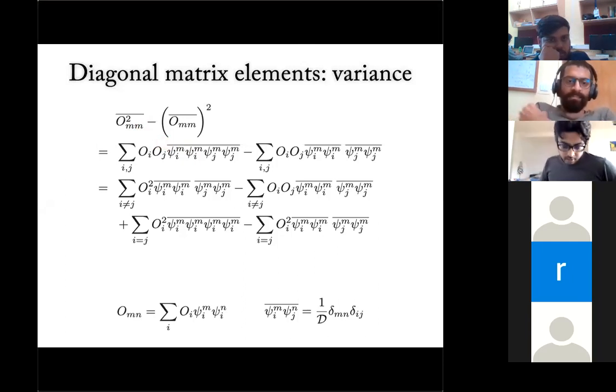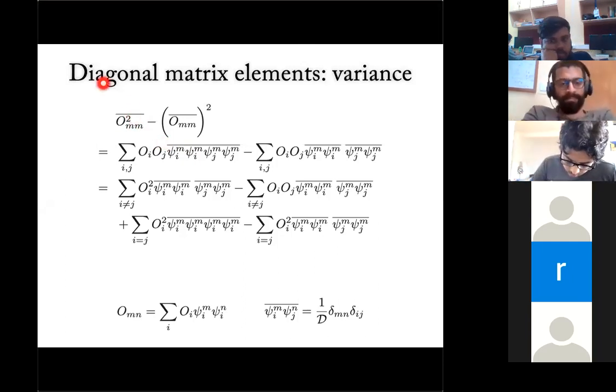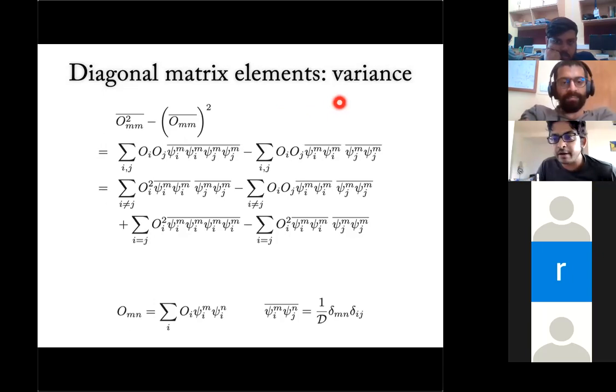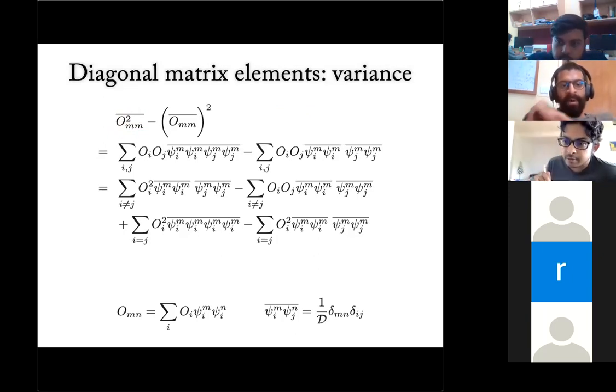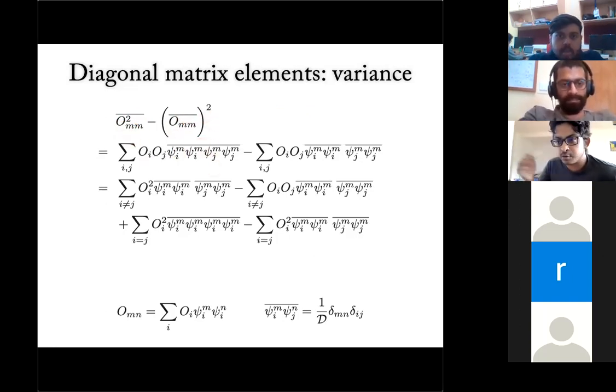Yeah, okay, thank you. So now let's look at the variance. We calculated the mean. Now let's try to look at the variance. Let's start with the diagonal matrix element. So this is the mean of the square minus the square of the mean. That's the variance, or the square of the standard deviation, if you like. And it is simply this.